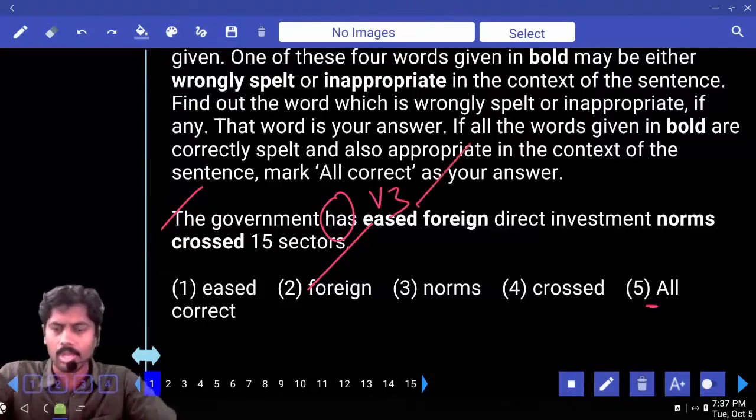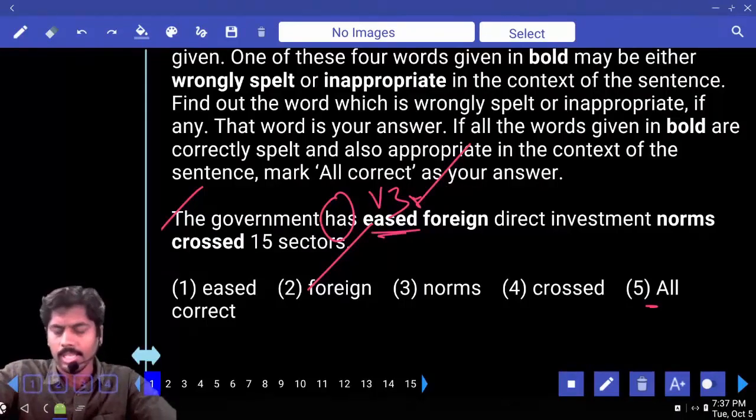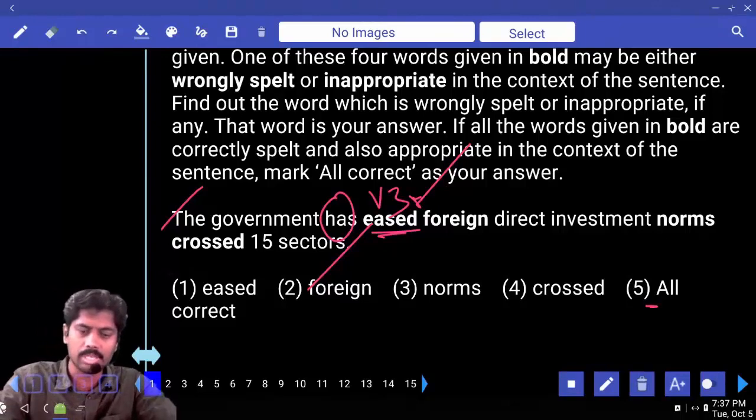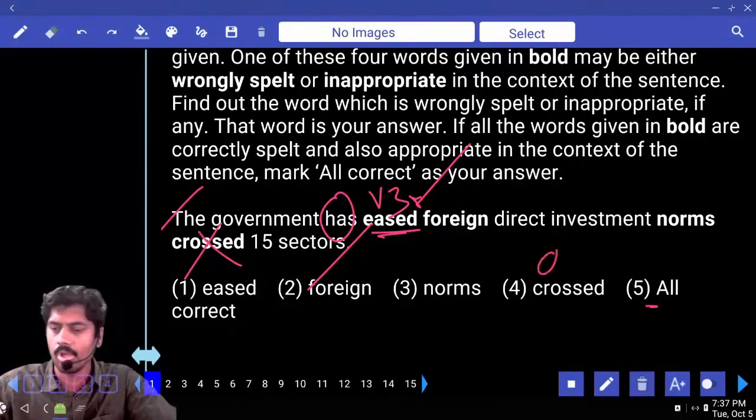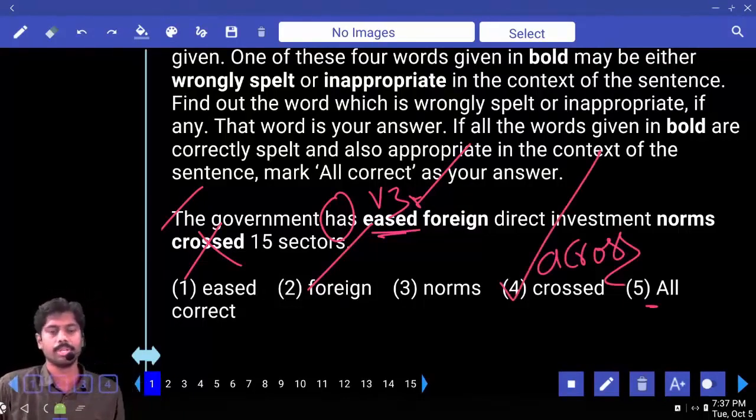V3, okay. Government has eased foreign direct investment norms, crossed. Already V3 is used here. It has eased foreign direct investment norms, crossed 15 sectors. Crossed 15 sectors is wrong, it should be across 15 sectors. Across is a relevant, suitable word, not crossed.